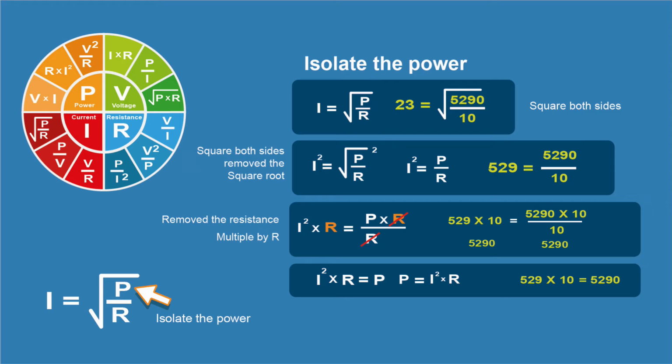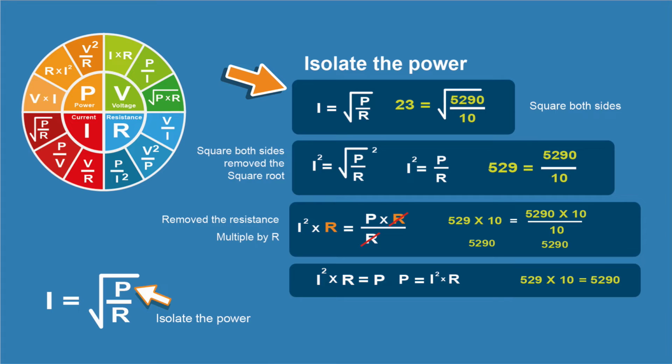Right, let's bring a square root into it. We have the formula I equals the square root of power divided by resistance. The numbers would be 23 equals the square root of 5290, that's your power, 5290 watts, divided by resistance 10. The square root of 5290 divided by 10 is 23.